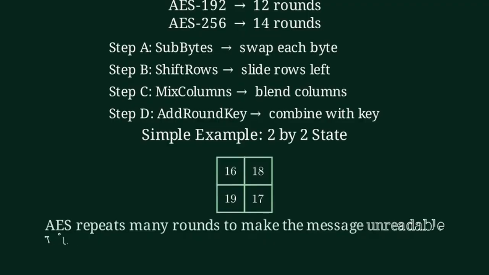After one simple round, the original message 1, 2, 3, 4 has changed into 16, 19, 18, and 17. Real AES repeats this process 10 to 14 times with stronger math, making it extremely secure.